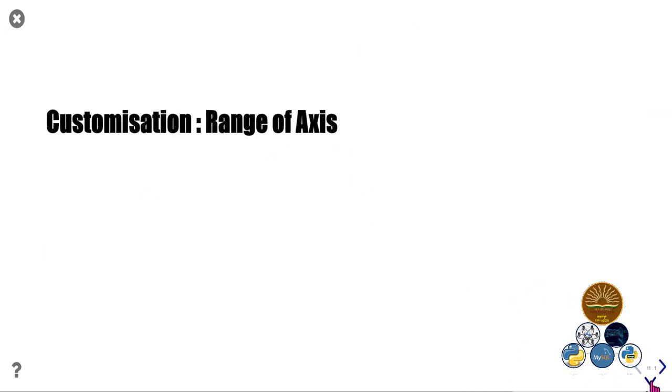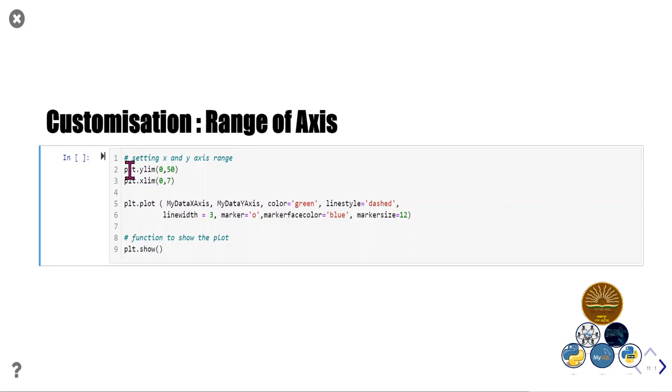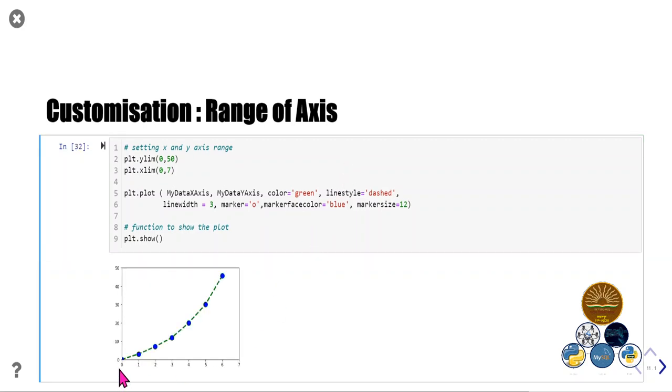Now we'll customize our range of axes. The range of axes can be changed using the ylim and xlim functions. So the plt.ylim function will change it. You can give the starting number and the ending number. Similarly for xlim, irrespective of the data, your chart will change. For example, right now it is showing from 0 to 50, but I don't want from 0. I want to print this plot from 5 to 50. So let us see what happens.